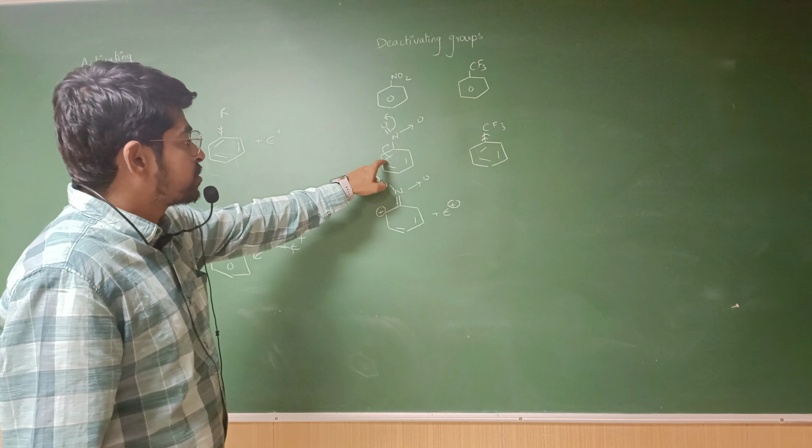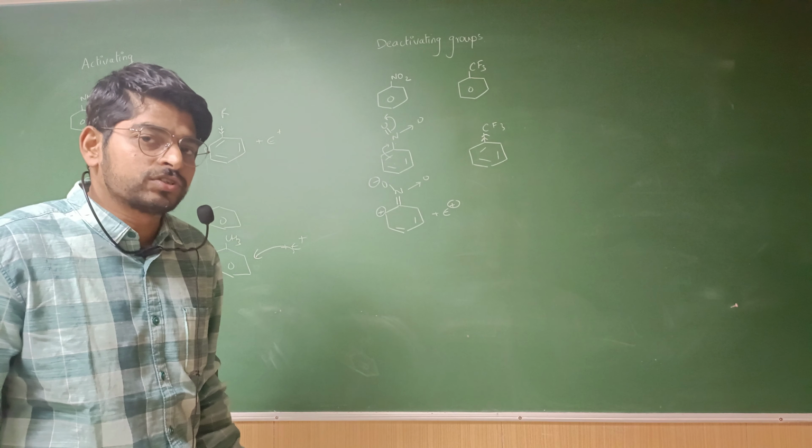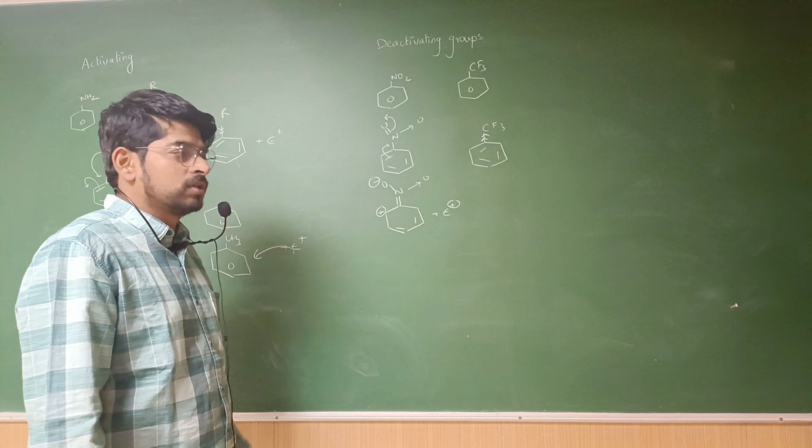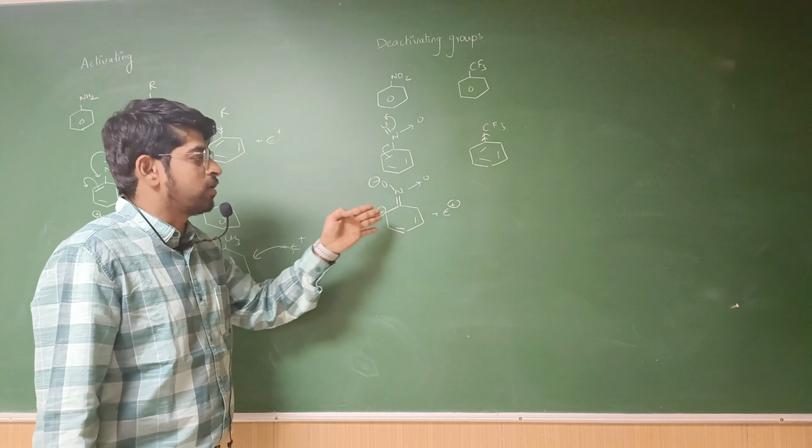So since electron is lost from this carbon atom or out of the benzene ring, on the benzene ring what charge is produced? Positive charge is produced. If positive charge is produced, electrophile itself is positive and already positive. So electrophile won't prefer to attack here. So the chance of the electrophilic attack has further reduced.